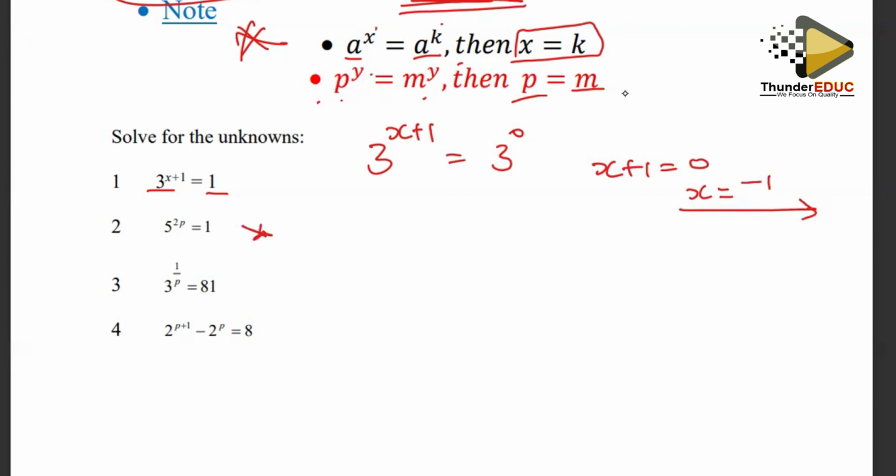All right, so sweet, good marks there, okay? Same story will apply for the second one. So 5 to the 2p must be equal to 5 to the 0. Drop the bases. 2p is a 0, when you divide both sides by 2, which means p is a 0.